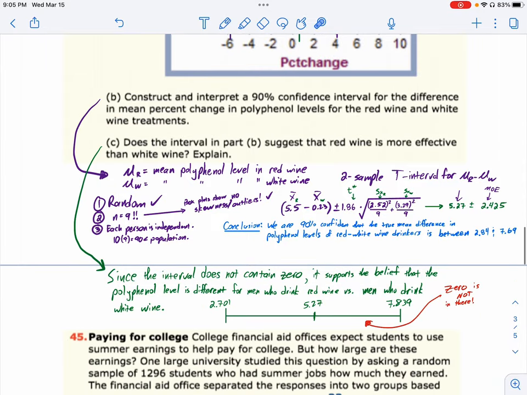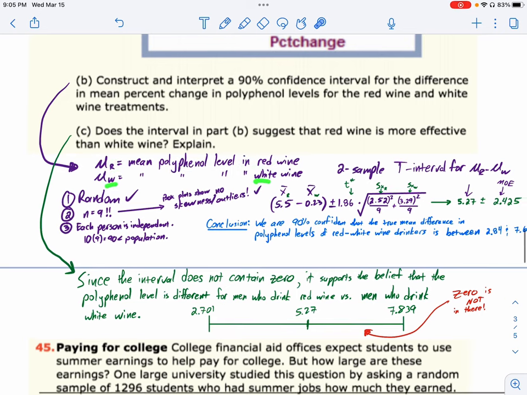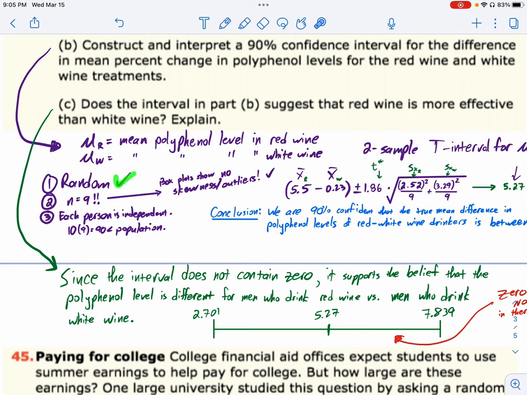B, we're going to make a 90% confidence interval. So the mu R is the average polyphenols in red, R for red wine, W is for white wine. We're going to do a 2-sample T interval for red minus white. The average red minus the average white. Is it random? It said it was.